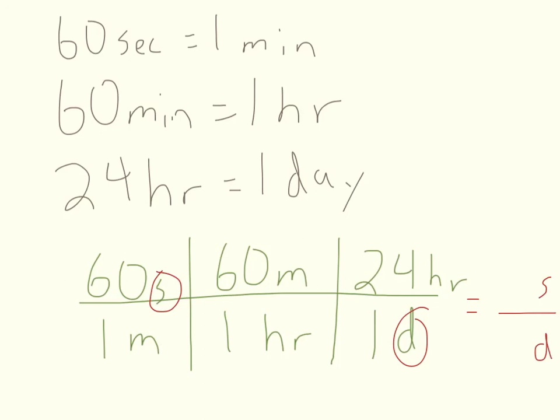Okay, so I want to start crossing off the units I don't need. I don't care about minutes and I don't care about hours, so those are now gone. All that's left is seconds and days. If I look across the bottom, I see that 1, 1, and 1 cannot be simplified any further. So that must mean that I have to multiply across.